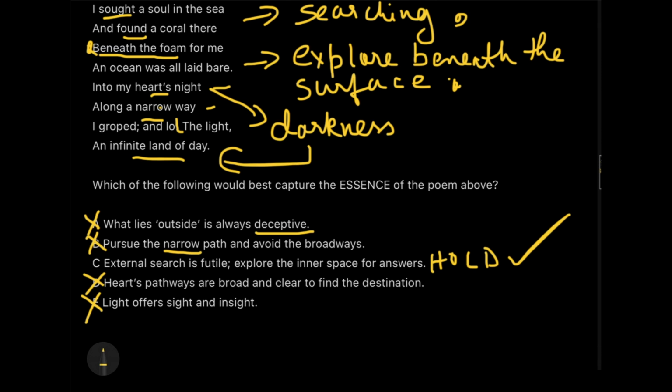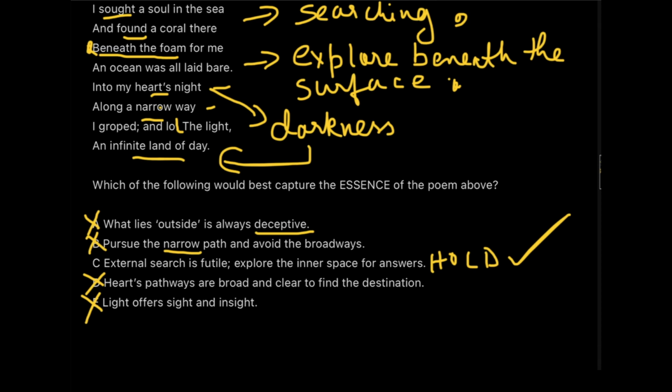Tip number two: the sensible way out is definitely option C compared to others. So by using option elimination, we can solve a poem-based RC without understanding the poem. Congratulations, we did our first set.